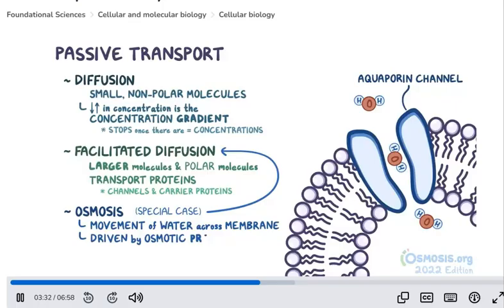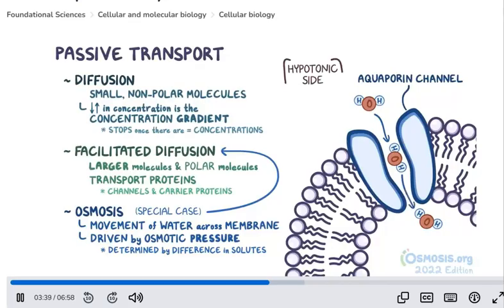Osmosis is driven by osmotic pressure, which is a force determined by the difference in solutes between the two sides. Osmotic pressure drives water from the hypotonic side, or the one with lower concentration of solutes, to the hypertonic side, or the one with higher concentration of solutes.